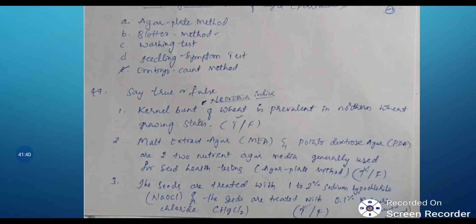The first statement is kernel bunt caused by Neovossia indica of wheat is prevalent in northern wheat growing states. ये true statement है. सेकेंड है malt extract agar popularly MEA बोला जाता है and potato dextrose agar called as PDA are two nutrient agar media generally used for seed health testing, especially agar plate technique. तो ये आंसर सही है. नेक्स्ट the seeds are treated with 1 to 2% sodium hypochlorite, that is NaOCl, and the seeds are treated with 0.1% of mercuric chloride, that is HgCl2. ये भी ट्रू है.